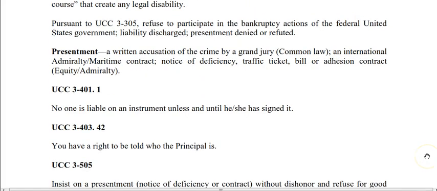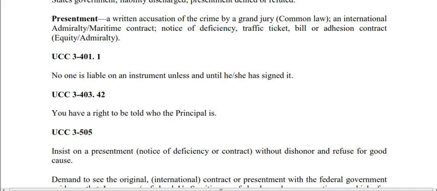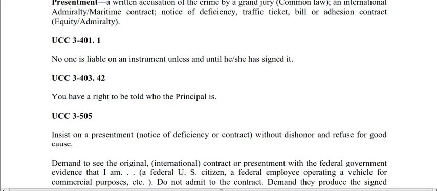Presentment: a written accusation of the crime by a grand jury under the common law, an international admiralty maritime contract, notice of deficiency, traffic ticket, bill, or adhesion contract. UCC 3-401. No one is liable on an instrument unless and until he or she has signed it. UCC 3-403. You have a right to be told who the principal is. UCC 3-505. Insist on a presentment, notice of deficiency or contract without dishonor and refuse for good cause.